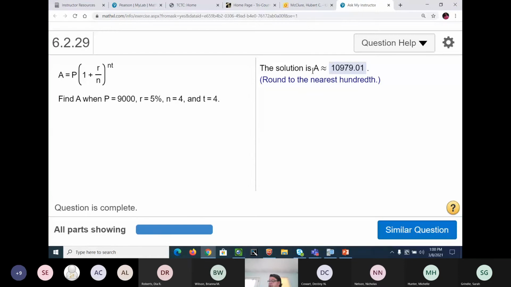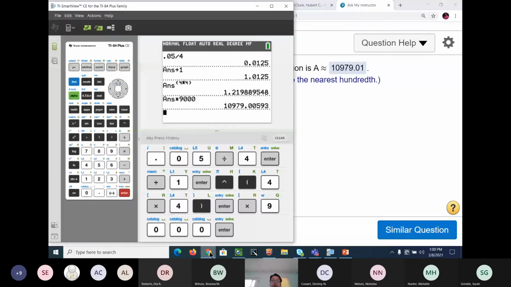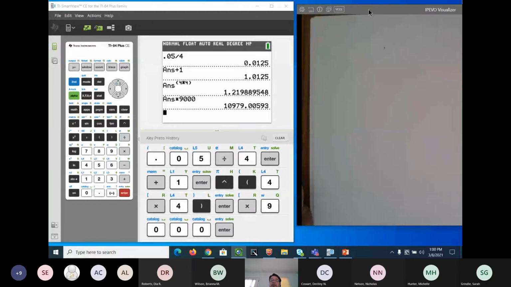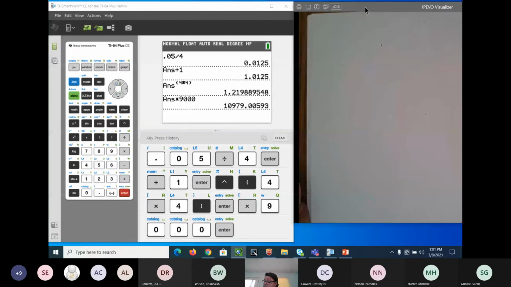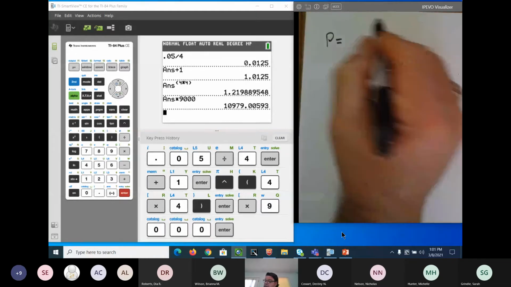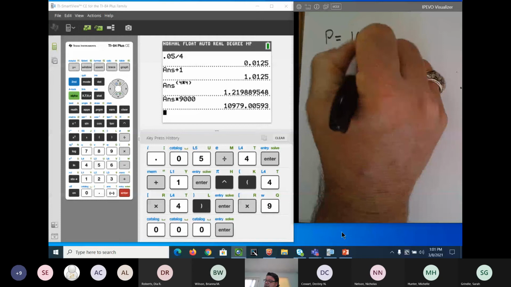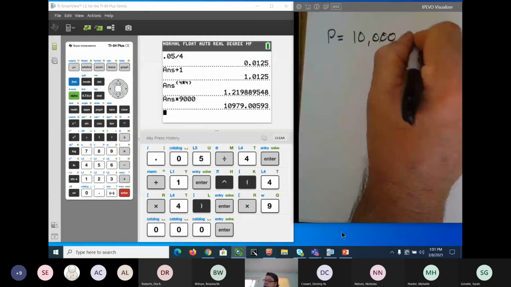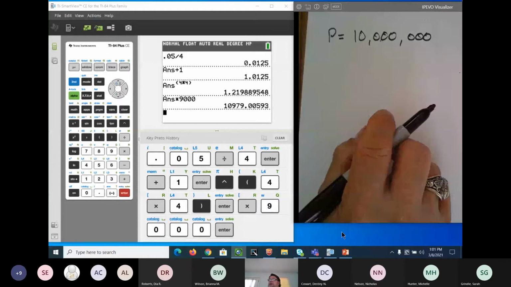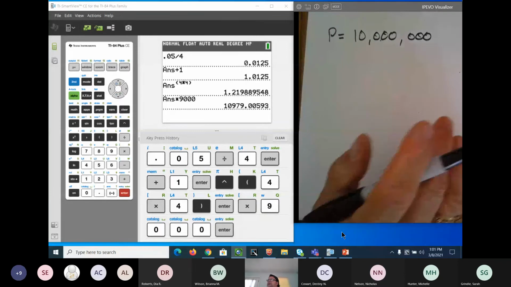So now I'm going to give you one that I want you to do like this. You just have either won the lottery or your grandmother has left you millions of dollars. Let's go with P is equal to $10 million. And you don't know what to do with it. Should I do this or should I do this? Should I invest some of it?